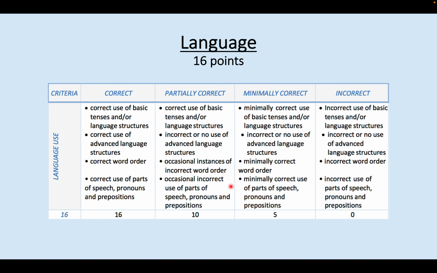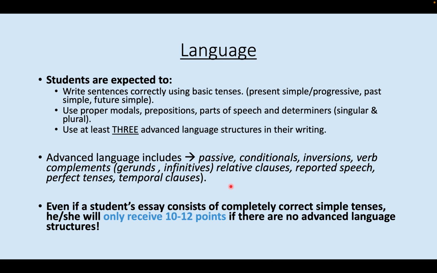However, if you can use some advanced language structures, you get more points. So if you want the full 16, you have to write, not only use correctly present simple, present progressive, past simple, future simple, simple tenses. You also need to have at least 3 to 4 examples of advanced language structure, which are the tenses we review in class, which is why it has been very important, and will continue to be very important, to come to class.